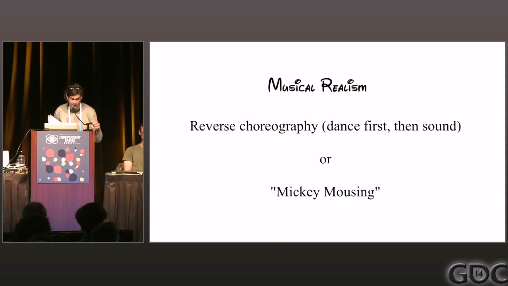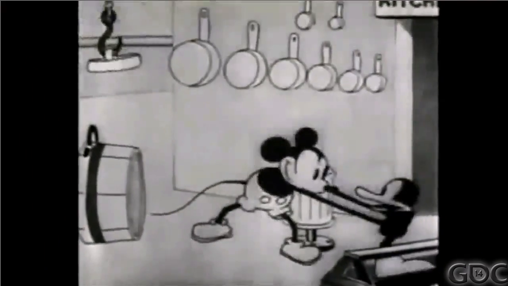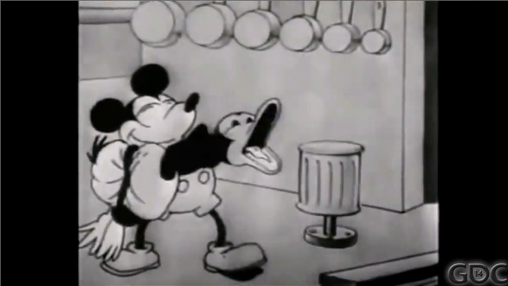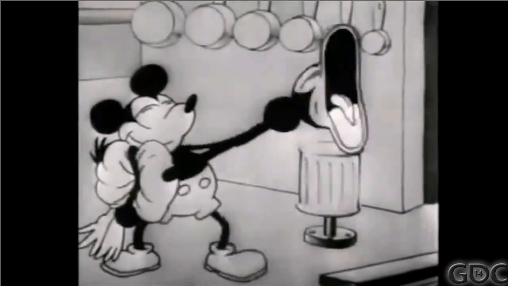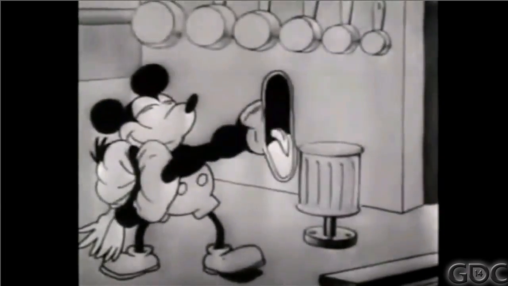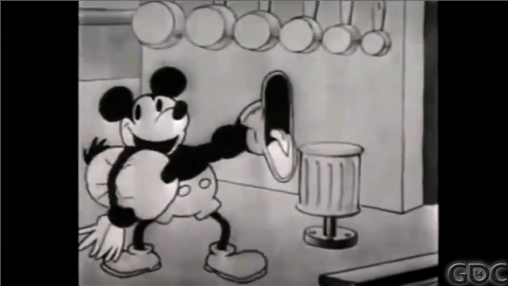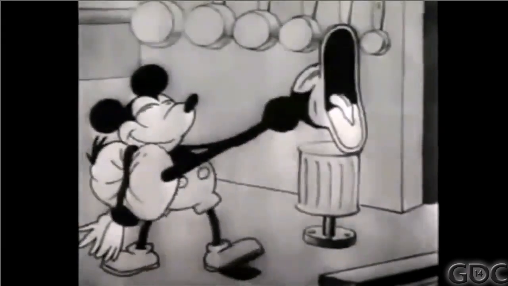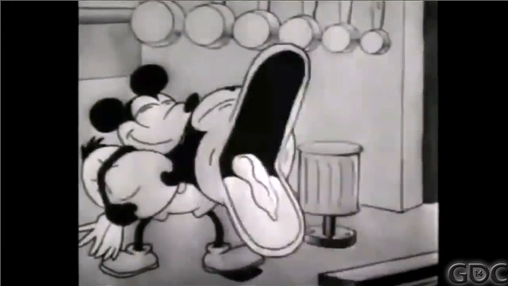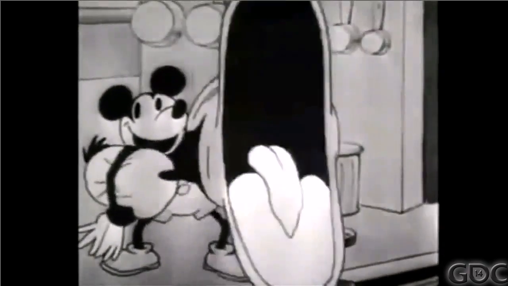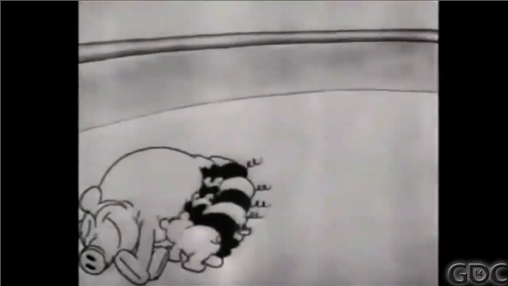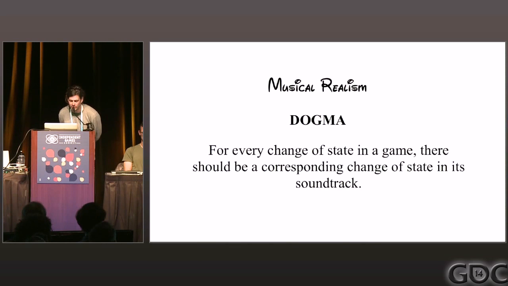And so Mickey Mousing, Walt Disney, he was good at this, as we see. So yeah, that wasn't from the original, but that was Eric Dolphy playing on top of that.